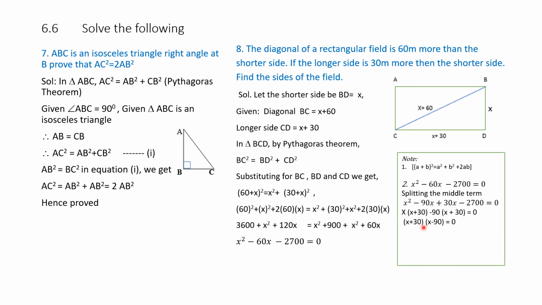Therefore, (x plus 30) into (x minus 90) equals 0. Therefore, by quadratic equation solutions, x plus 30 equals 0 or x minus 90 equals 0. If we take x plus 30 equal to 0, then x is equal to minus 30. Or if we take x minus 90 equal to 0, x is equal to 90. Because here it is a distance, the distance cannot be negative. So we have to take x equal to 90 as the solution. X is equal to 90 meters as a distance.